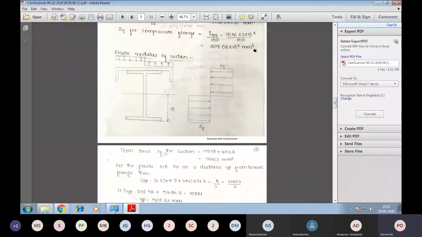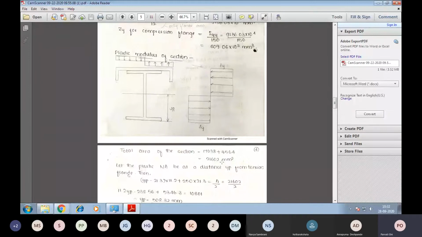The total area of the section will be the area of the I section plus the area of the channel section. The area of the I section we got from the steel table, that is 17038, plus the area of the channel section, which is 4564. So we'll get the total area as 21602 mm square, which is the total area of this girder section.